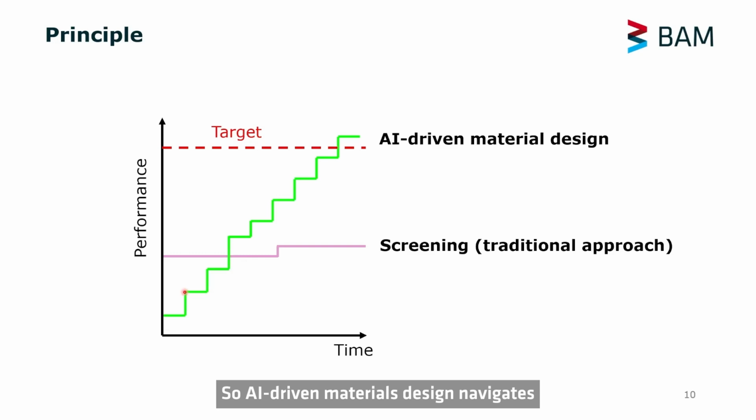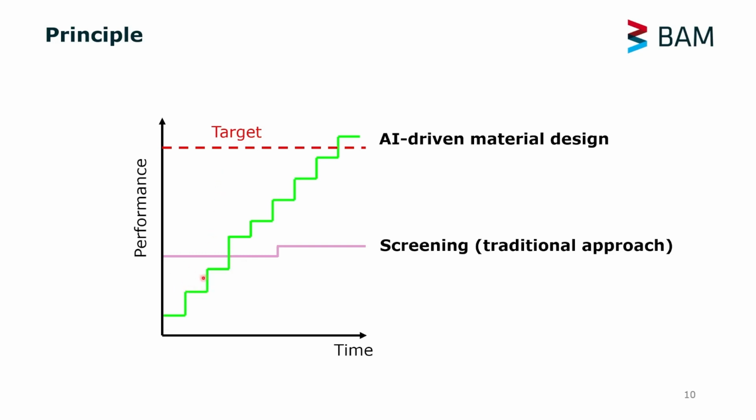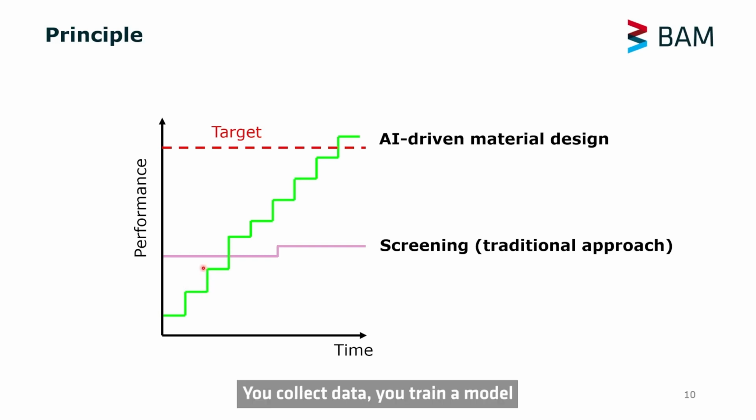So AI-driven materials design navigates towards the target in short feedback cycles. You collect data, you train a model, which shows you the next data point to collect. And this updated cycle helps you to navigate quickly towards your target. Whereas in screening, you collect your representative data sample, and if you're not able to find a good material, what are you going to do in the next round? You could try to enhance the data set, but there's no targeted way to reach your specification.